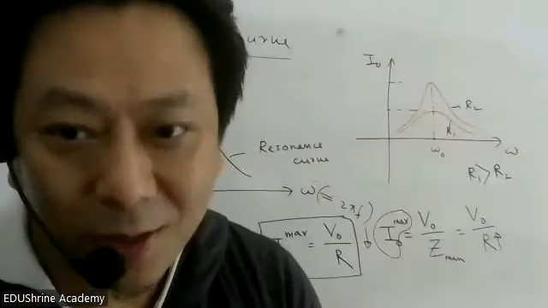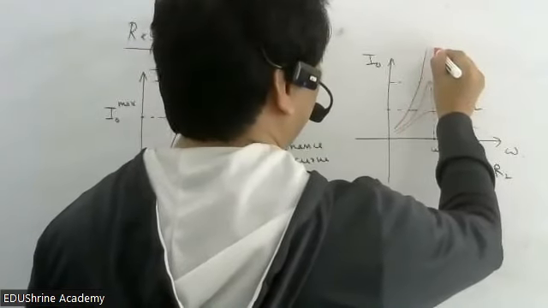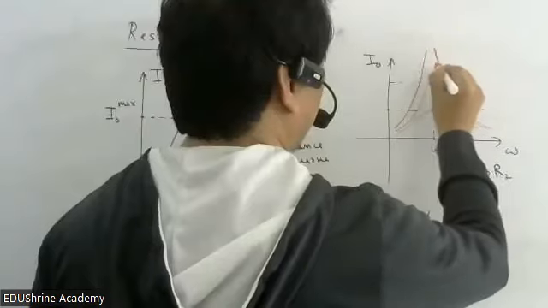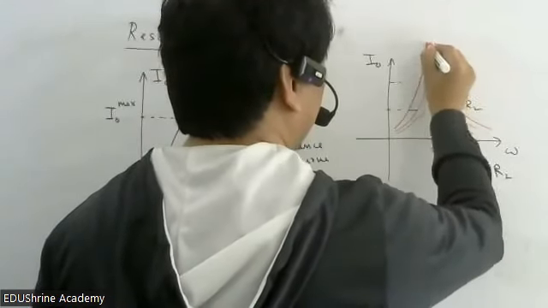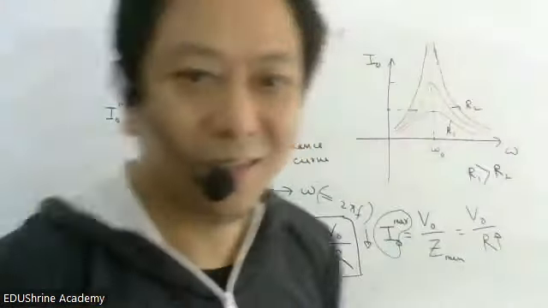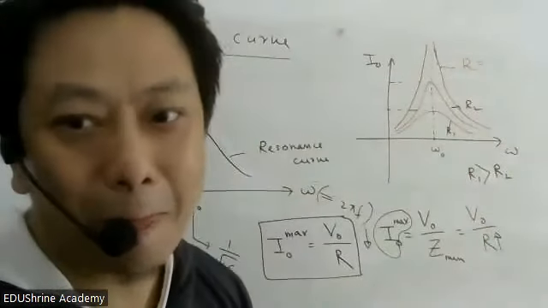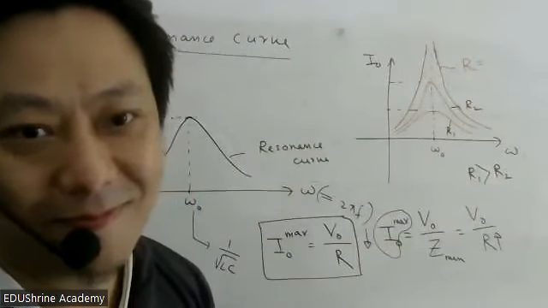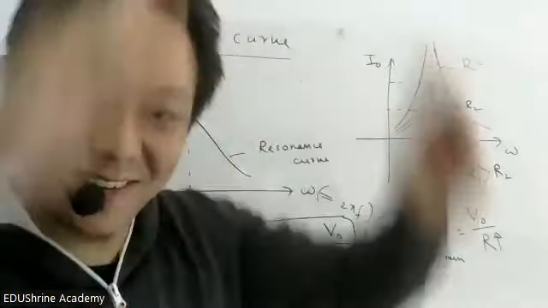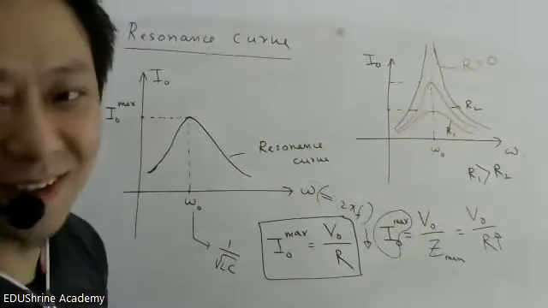Can you guess for which circuit it will be like this? Like this, it will not touch infinity. This is for which circuit, with what resistance? For what resistance will your peak maximum go to infinity? Zero resistance. Zero resistance.